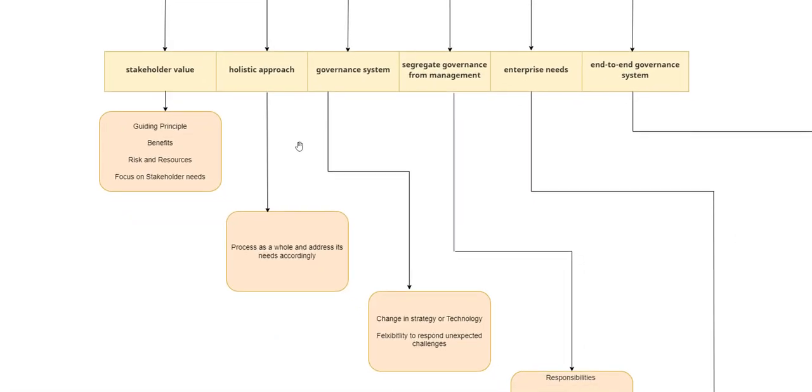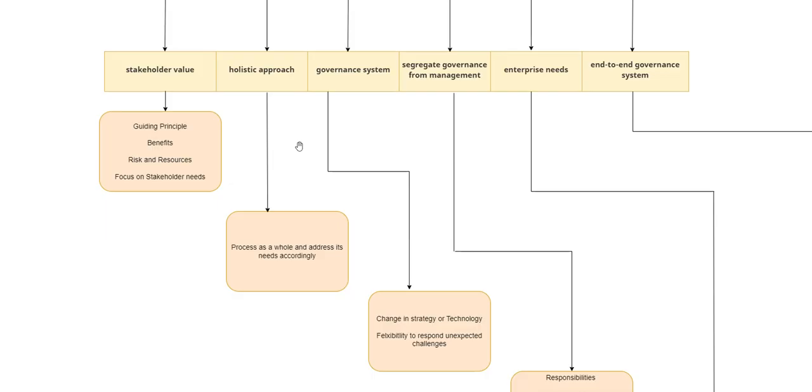Second, holistic approach. Holistic approach means treating the process as a whole and addressing its needs accordingly. It means it's a process of the whole enterprise, addressing its stakeholder needs accordingly. So it depends on the client's needs or the organization's needs. They treat the process as a whole enterprise: holistic approach.